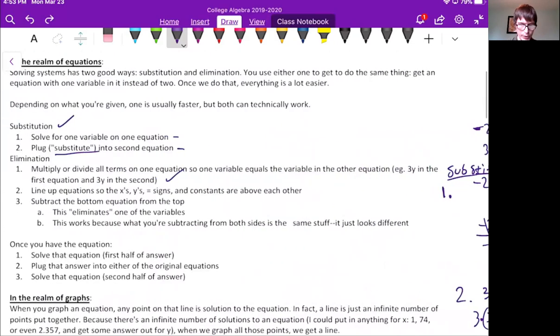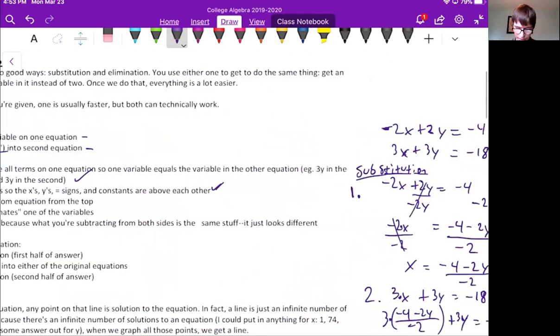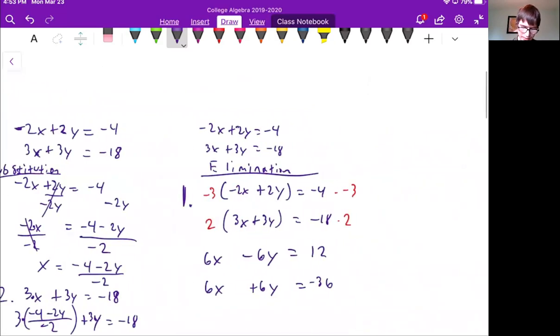Once you've lined up the equations, which has already been done for us, the next step is to subtract the bottom equation from the top. So we take everything and subtract everything. We're going to subtract the 6x from the 6x. We're going to subtract 6y from negative 6y. And we're going to subtract a negative 36 from 12.